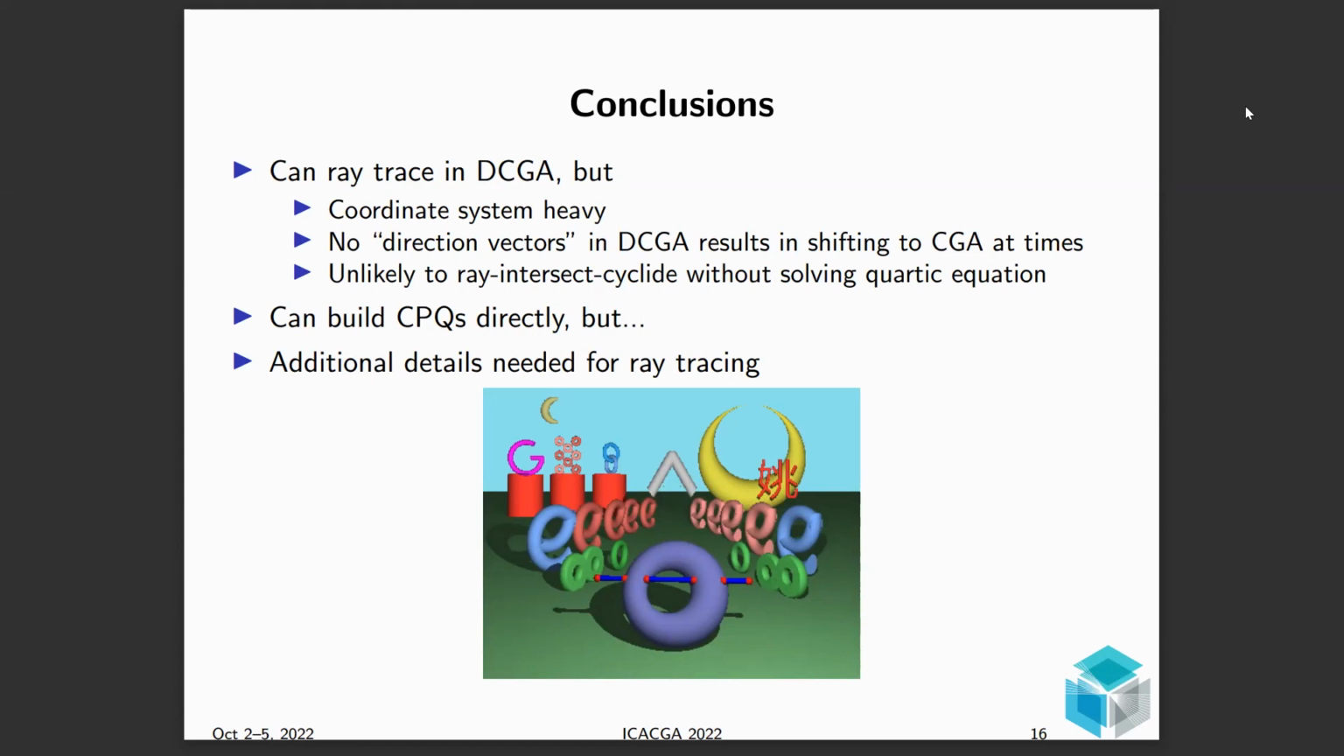And we can build these collinear point quadruples directly, but there are still some open questions there. And if for some reason you think, gee, this looks pretty straightforward, I have a library for double conformal geometry, I'll just hand it off to an undergrad, and a week later they'll give me back a ray tracer. No, that's not going to happen, because there are lots and lots of additional details you need to get a ray tracer to work that I didn't talk about here because they're not geometric algebra related. It's a bit more complicated a process than I described.